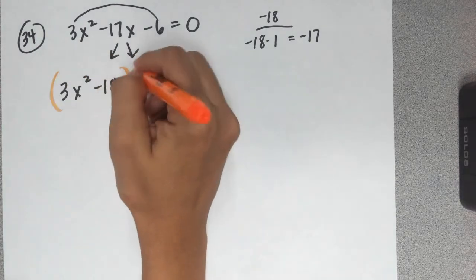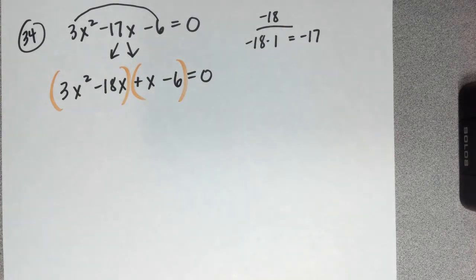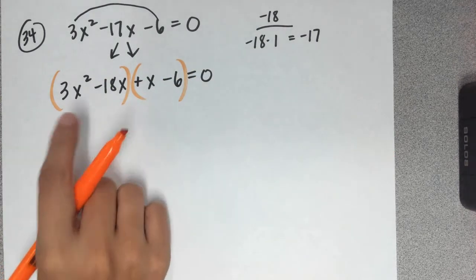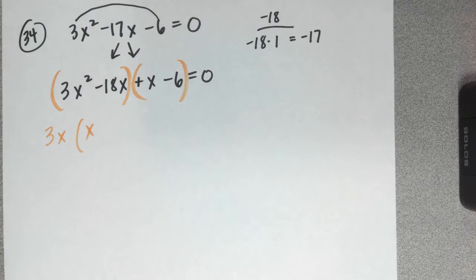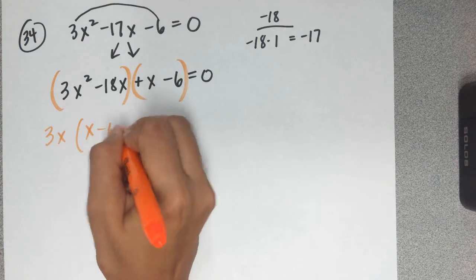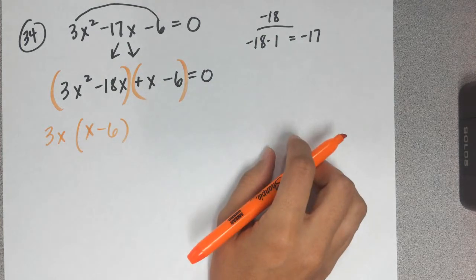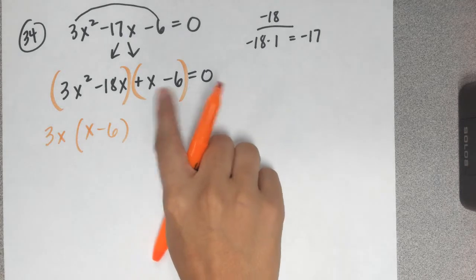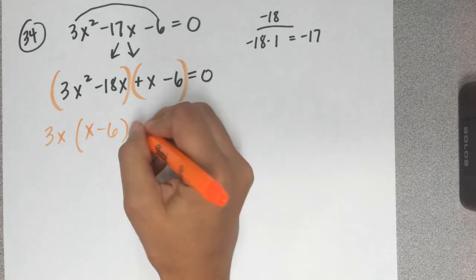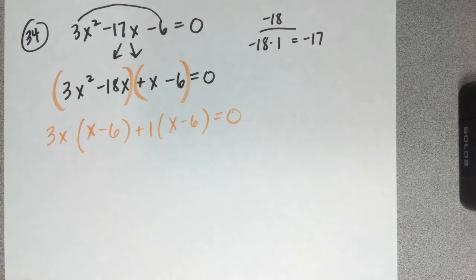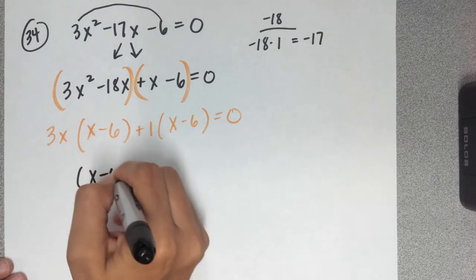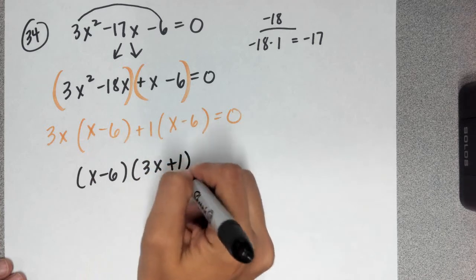So now I'm going to group these two and see what they have in common. Here I can factor out a 3 and an x. So this gives you 3x, and then 18 divided by 3 gives you 6, so it's x minus 6. And then here, I already have x minus 6, so I'm just going to factor out a positive 1, because that's not going to change your answer. So then now my factors are x minus 6, and then whatever's left over, 3x plus 1.